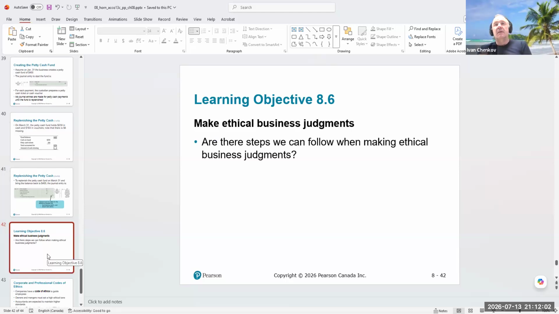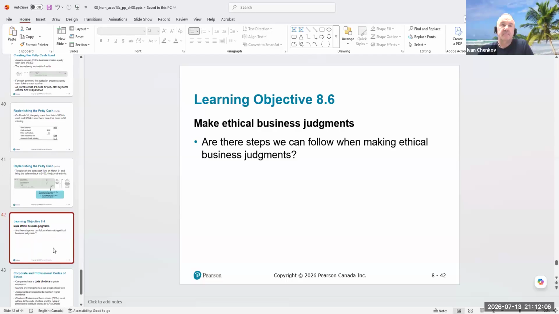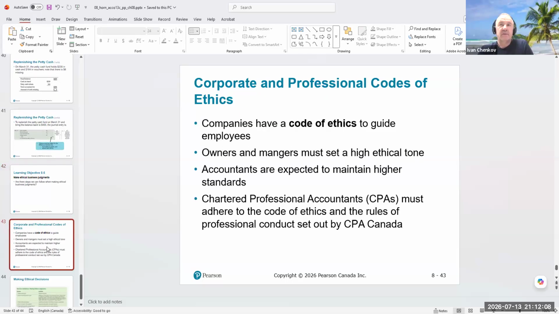Now, ethical business judgment. What's an ethical thing? Every company has to have some ethical codes to guide the employees on how to behave, what to do and what not to do. Most employees already know what to do and what not to do, but sometimes we have to remind them.